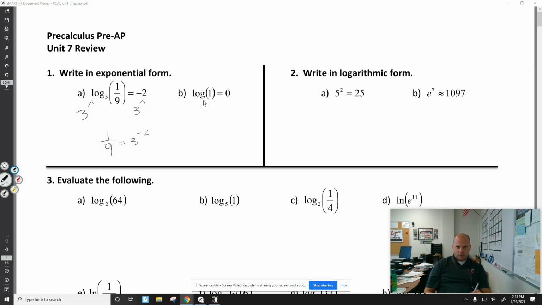You don't see a base, assume there's a base 10. To undo log base 10, you take 10 to the power. 1 equals 10 to the 0, that's correct.